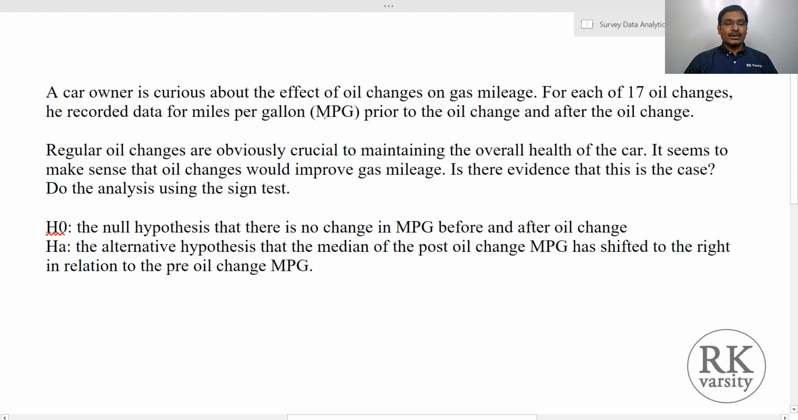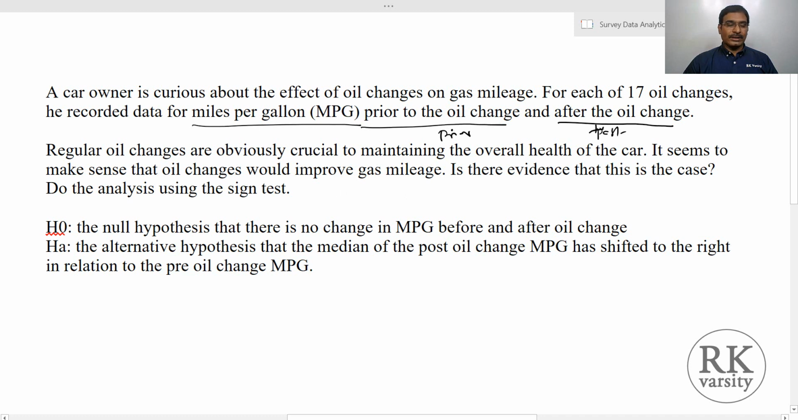A car owner is curious about the effect of oil change on gas mileage. For each of 17 oil changes, he recorded the miles per gallon (MPG) prior to the oil change and after the oil change. So here you have two conditions in time. One is prior and the second one is post oil change. And the data is given to you.